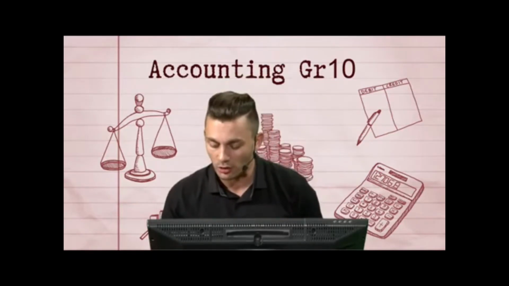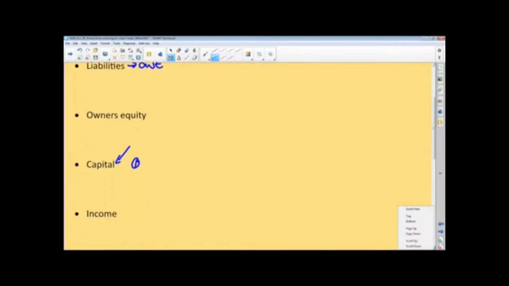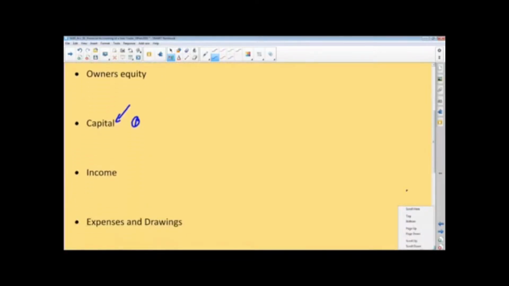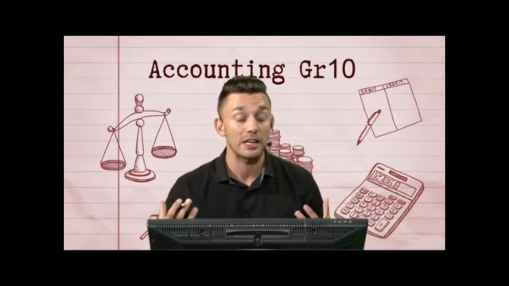But let's continue now. Remember, all businesses will need income. Income is the way and the source of generating money. So we'll have sales, current income for rendering services, and interest income. There are quite a few incomes we'll deal with during the year.